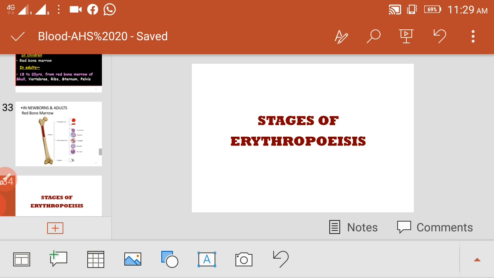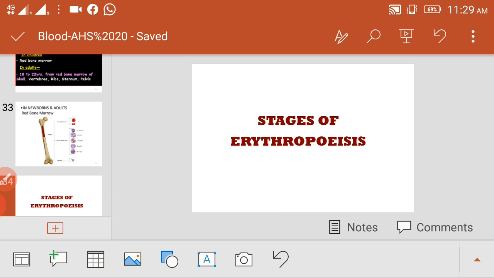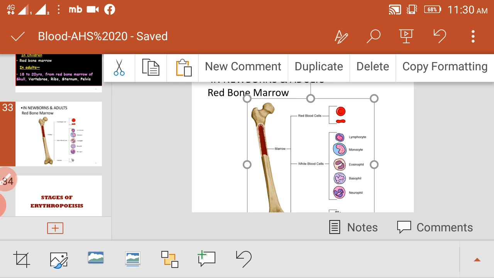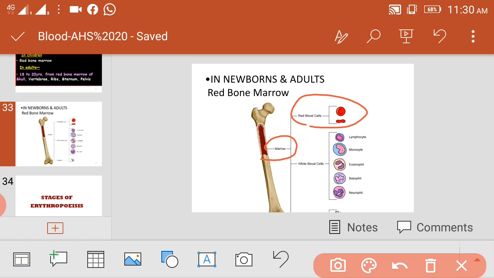So that means it is mainly forming from the bone. In the bone there is red bone marrow. So this is the marrow cavity, so this is marrow. From the marrow the red blood cells and other WBC cells, everything is developing from the red bone marrow.